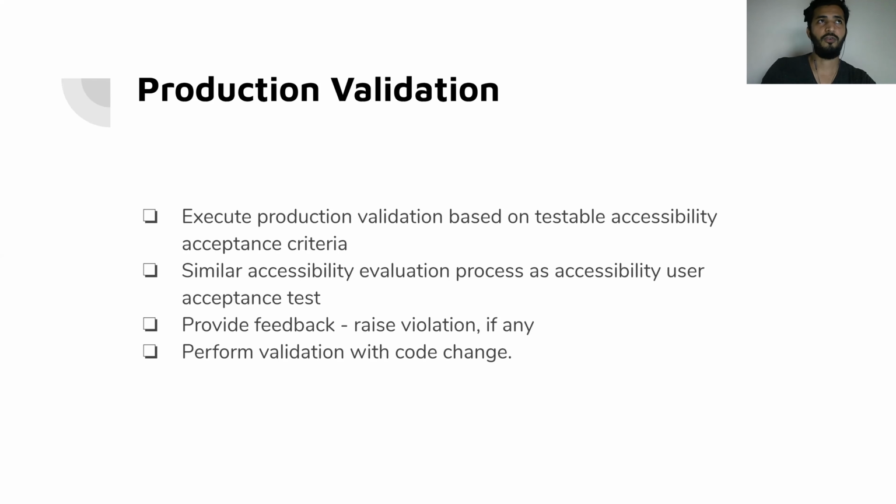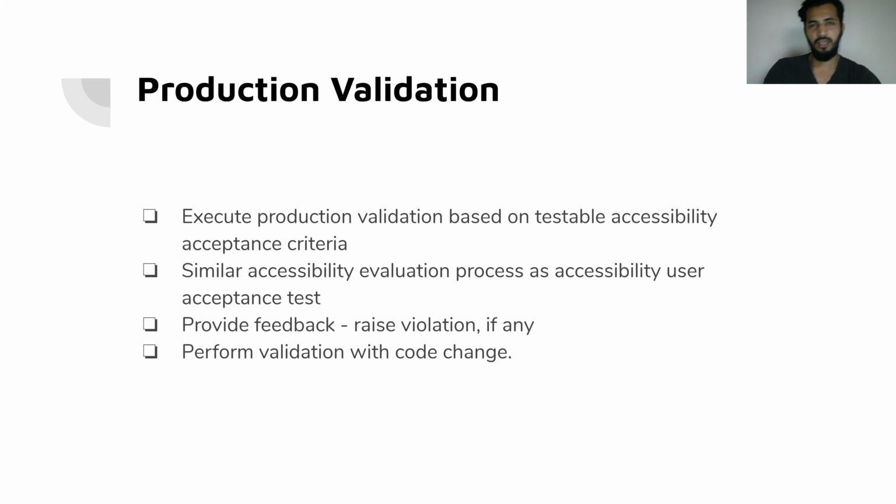Also, for something that's already in production, if a code change happens or a new feature is introduced for that content, the accessibility engineer should definitely perform production validation for those code changes as well, just to make sure that the product out there facing customers is completely accessible.